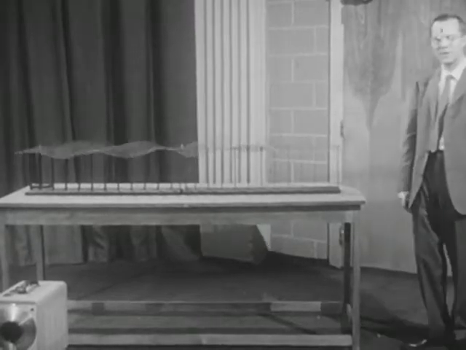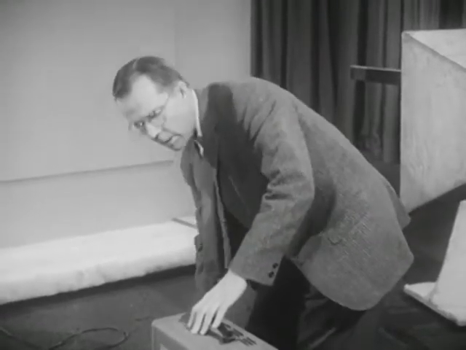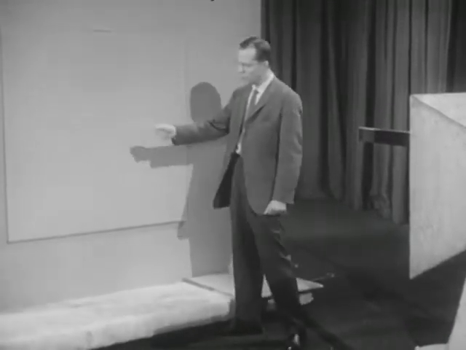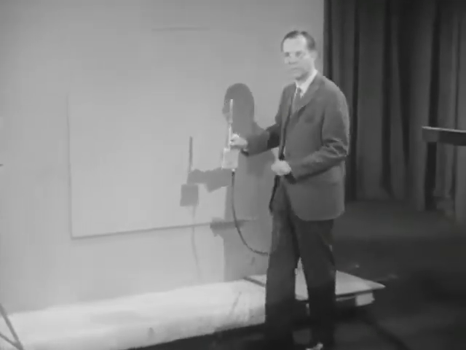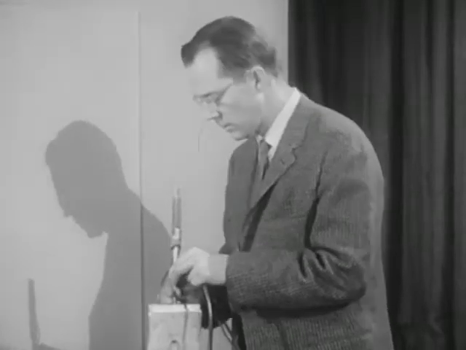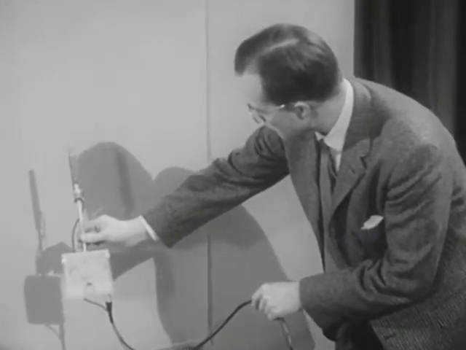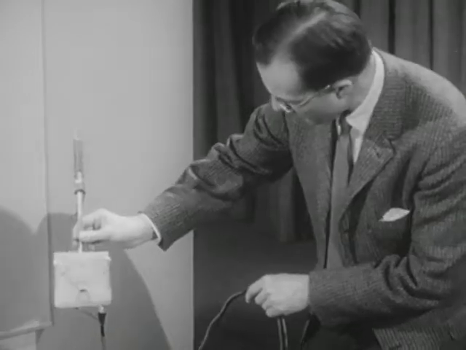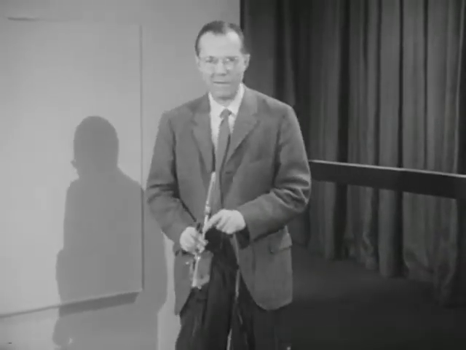Now let's see if we can get the same pattern in our beam of sound. We'll set up a tone on our oscillator, and this time we'll use a lower tone than we did before. Now we have our sound beam from the horn striking the baffle at right angles, and we want to explore the sound field out here in front. So we'll use our microphone and see if we can find maxima and minima. Clearly we have maxima and minima.